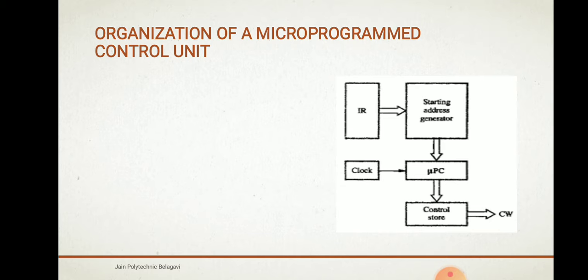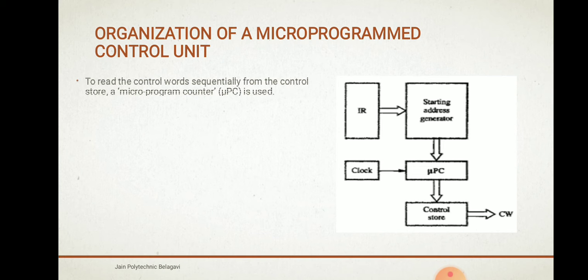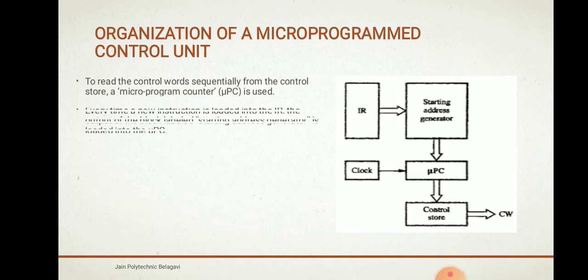Now how is a microprogram control unit organized? This is a diagram of how the microprogram control unit looks. To read the control words sequentially from the control store, a microprogram counter is used. Every time a new instruction is loaded into the instruction register, that is IR, the output of the block labeled starting address generator is loaded into the microprogram counter. The instruction register contains the instruction which is to be executed.